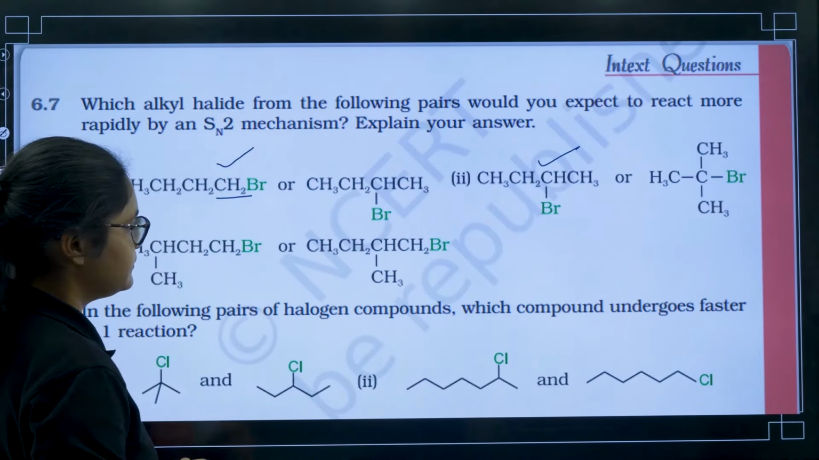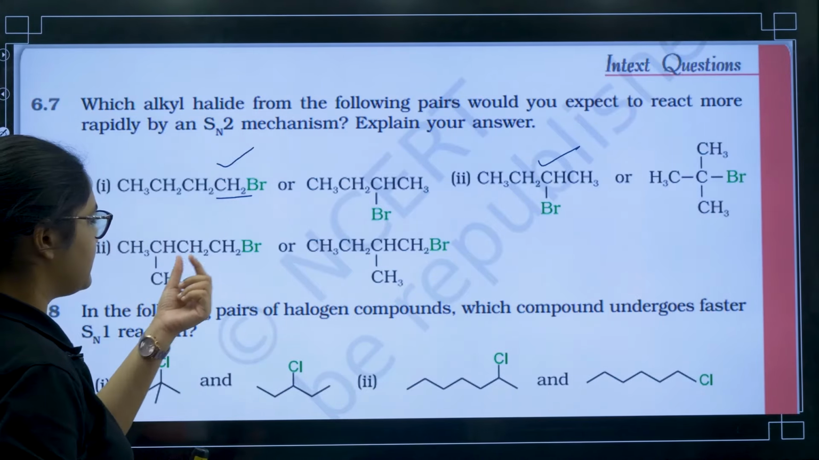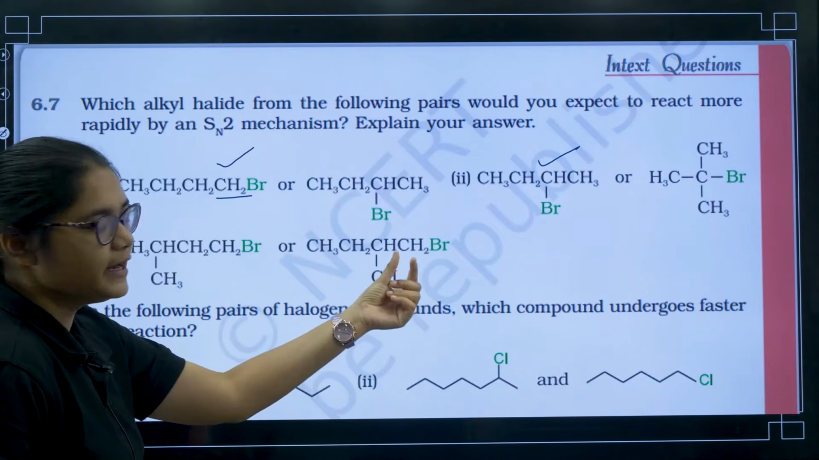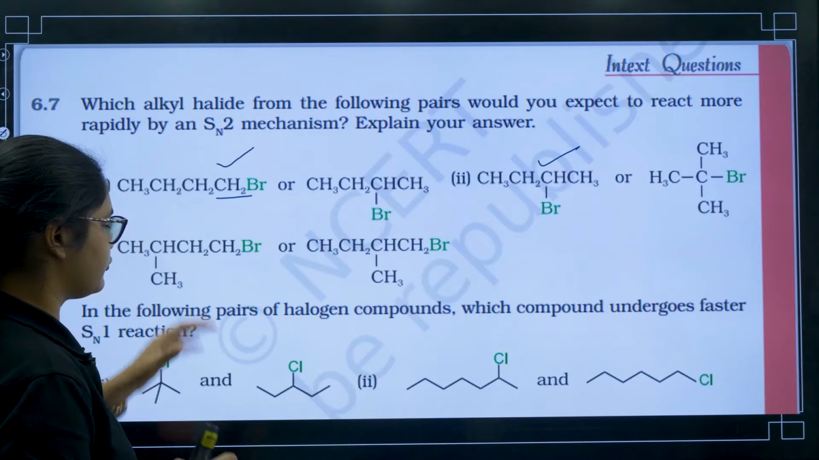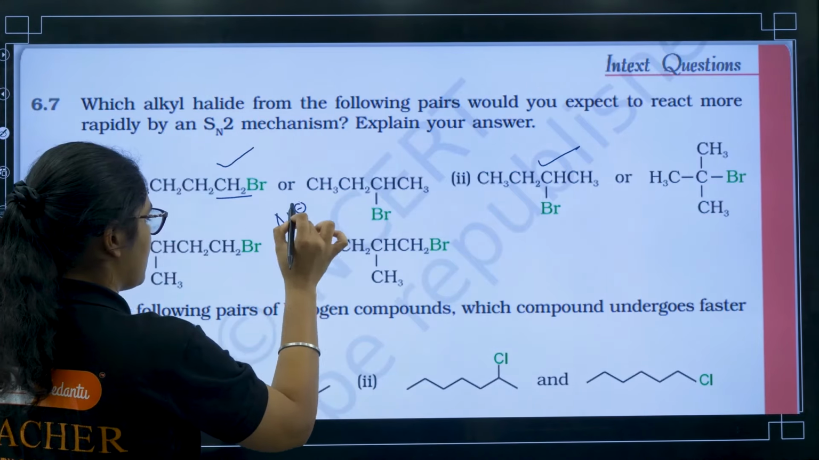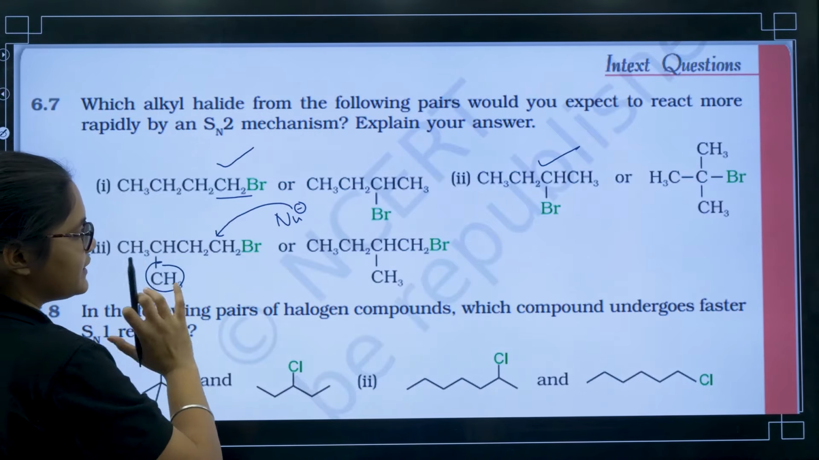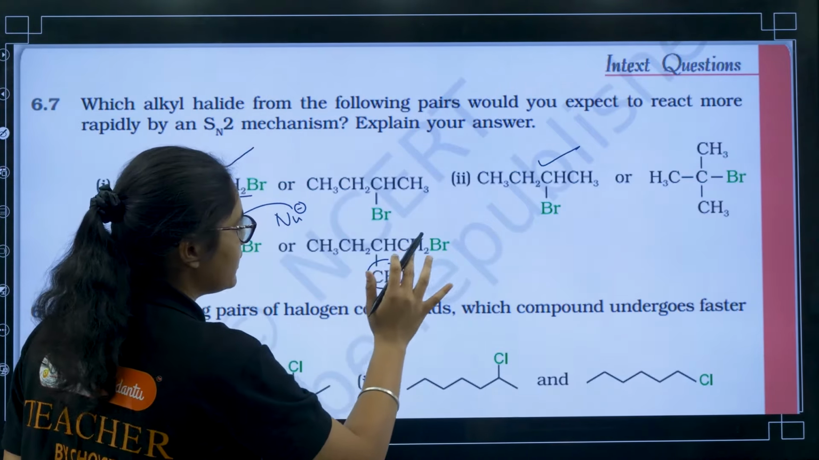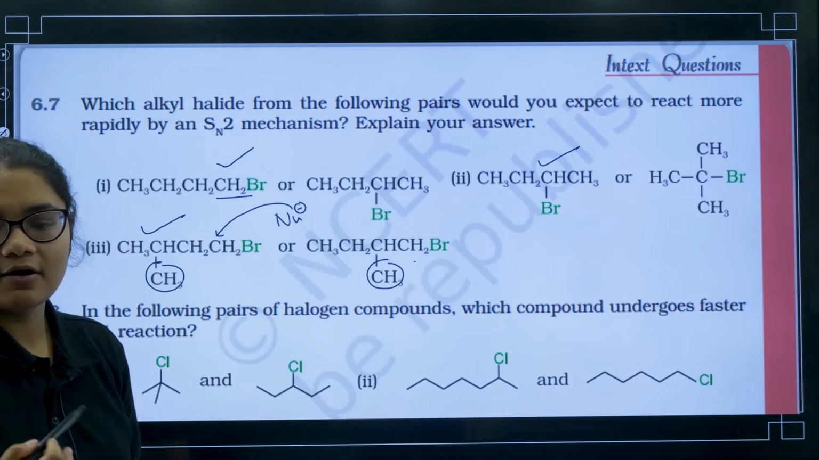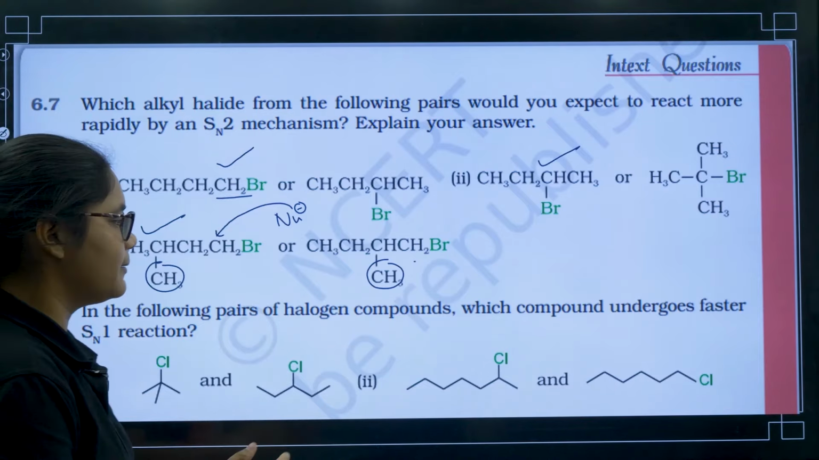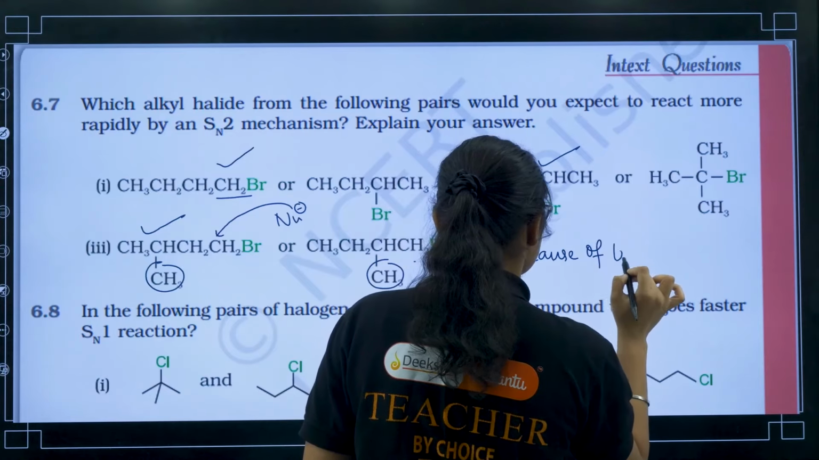The third one, this is also primary, this is also primary, but here the branching is very close, and here the branching is a little farther. Near this bromine, the nucleophile has to come and attach on this carbon. You can see this CH3 is far away, so its impact is less, and here it is near, so it will create more impact. So the disturbance will be more here, and the first one will react faster. The reason you can write down for all of them is less steric hindrance.